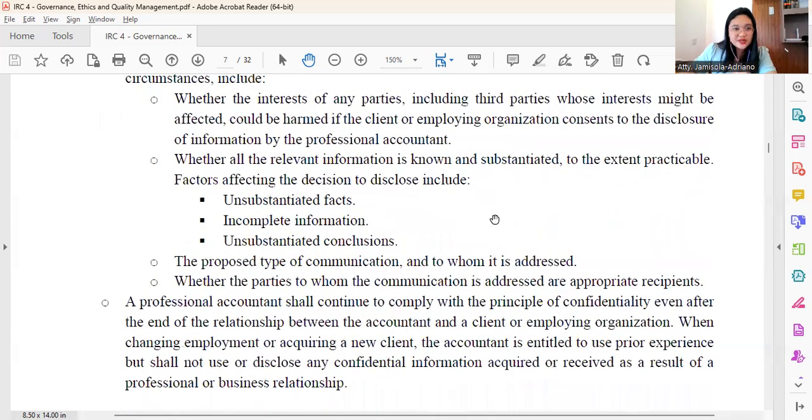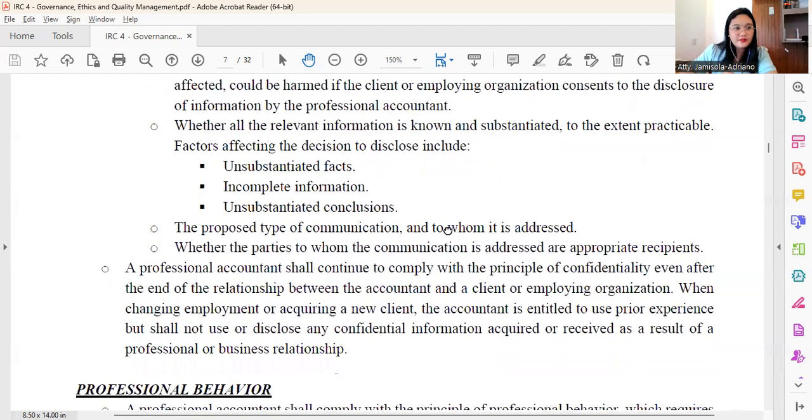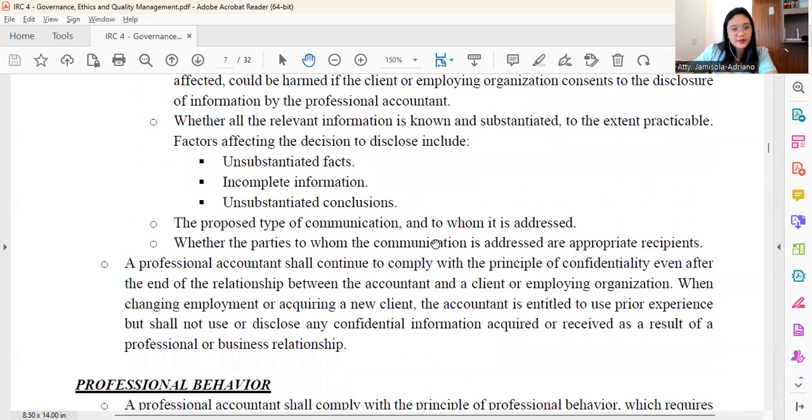Whether all the relevant information is known and substantiated to the extent practicable. So factors affecting the decision to disclose include unsubstantiated facts. If you think that these facts are unsubstantiated, you may not want to disclose it, okay? Because that information is not reliable, incomplete, or there are unsubstantiated conclusions. You can also consider the proposed type of communication and to whom it is addressed, who is the recipient of the information. If that person is an authority, then you might say, yes, you can disclose this.